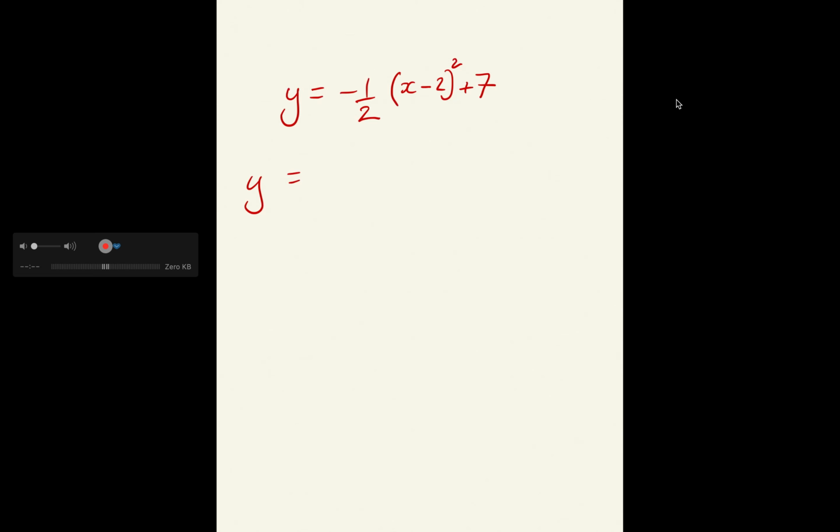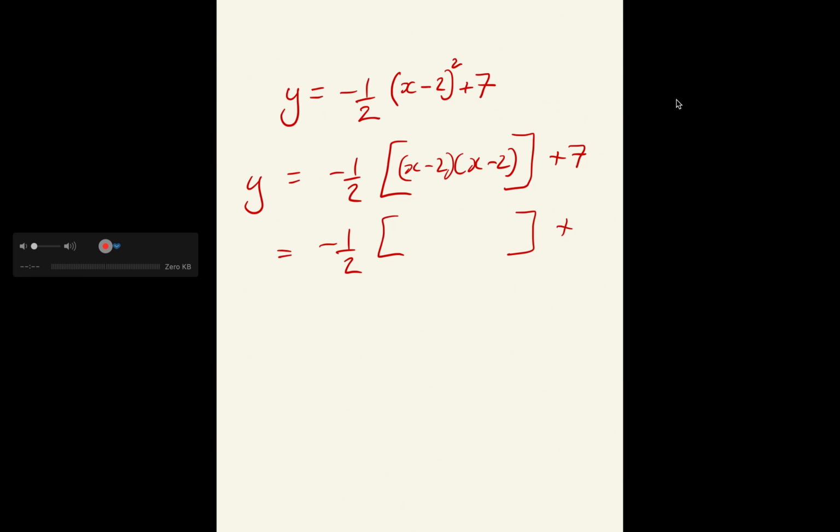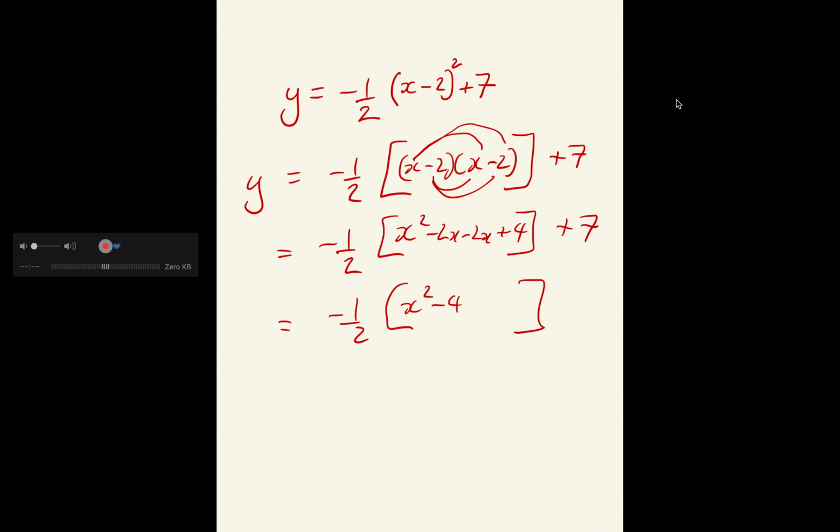So y equals -1/2, big square bracket here, and in here will be the (x minus 2) multiplied by itself. You can try to do that a quick way, but sometimes people make mistakes when they do it the quick way, so I'm going to do it the long way. And when you expand this, you will get x squared minus 2x minus 2 more x plus 4. So that becomes -1/2 into (x squared minus 4x plus 4), and then plus 7 at the end.